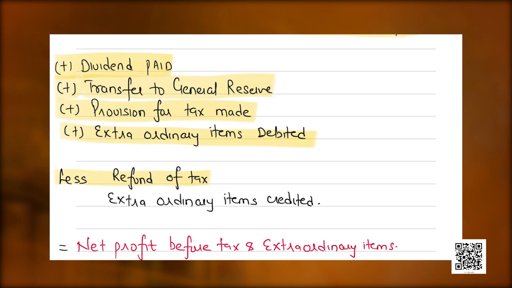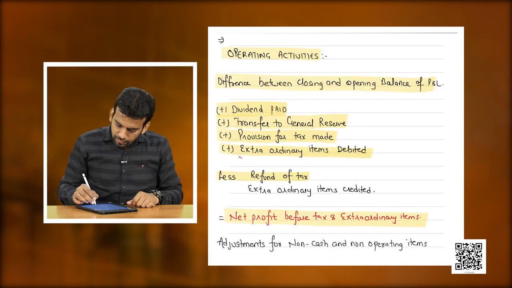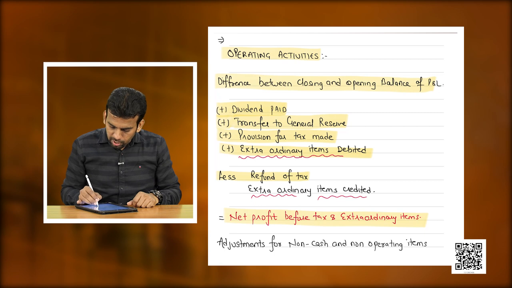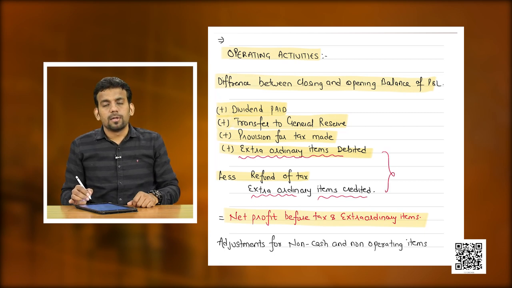By subtracting and adding all the discussed things, what do we get? We get net profit before tax and extraordinary items. And one more thing: the way we added extraordinary items debited, we have to subtract extraordinary items credited. The way we paid certain compensations, it could be a case we have received certain claims, and receiving claims is not my operating activity. So, that should also be deducted while calculating cash flow from operating activities.